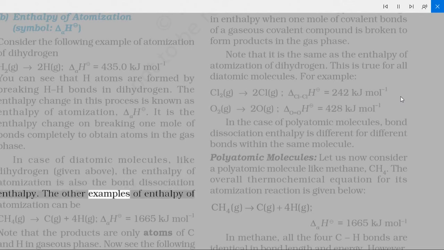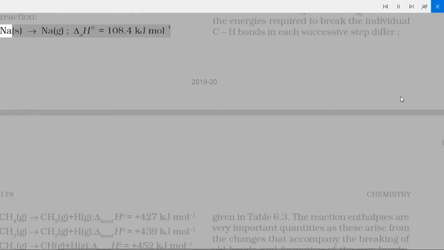The other examples of enthalpy of atomization can be CH4(g) → C(g) + 4H(g), ΔaH = 1665 kJ/mol. Note that the products are only atoms of C and H in gaseous phase. Now see the following reaction: Na(s) → Na(g), ΔaH = 108.4 kJ/mol.